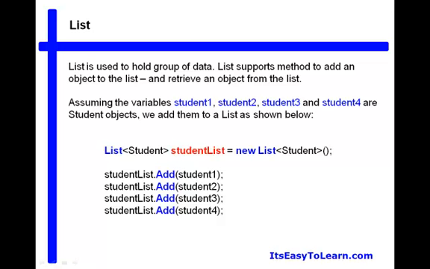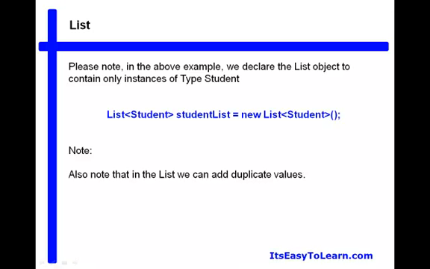This list, called student list, will contain only elements of type student. That is how we specified that using the angular brackets. List of student, student list equals new list of student. Once we have defined the list, we can add elements to the list using the add method. The list which we defined earlier is a type safe list, meaning student list can contain only elements of type student.